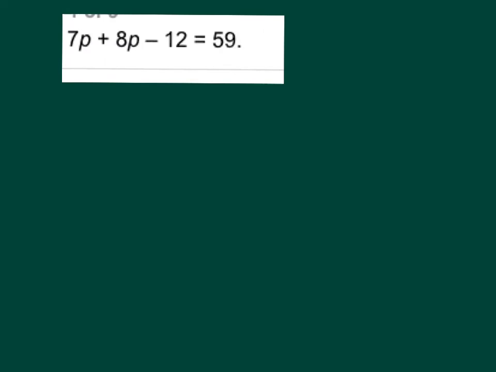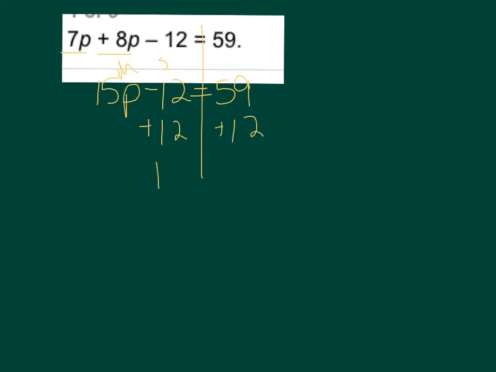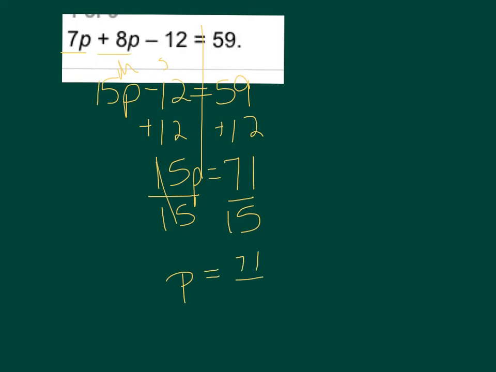All right, here's another one. Again, center my equation. There's no distributive property, but I do need to combine like terms. So 7p plus 8p is 15p. Bring down my minus 12 equals 59. Again, two-step equation. You have multiplication and you have subtraction. So we're going to get rid of subtraction by addition. And then 59 plus 12 is 71. Divide by 15. The p's cancel. 15 won't go into 71, nor do they have anything in common, so my answer is 71 over 15.